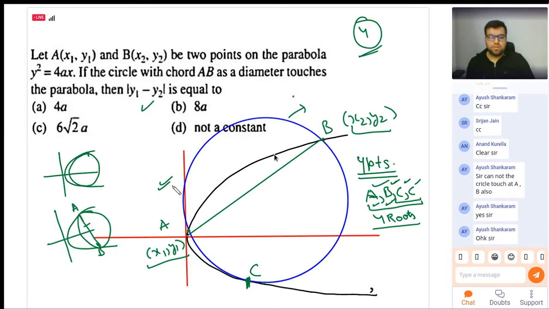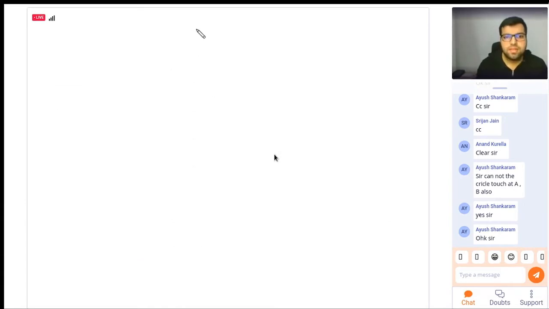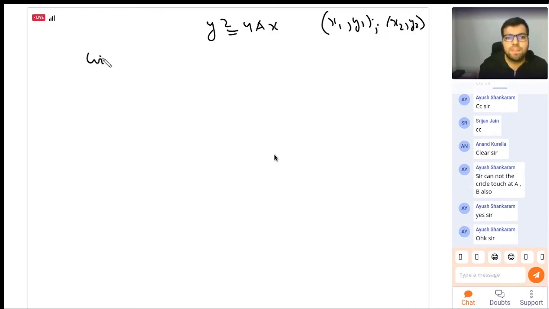Okay, so I gave you the hint that you have to make a biquadratic, and then the roots will be A, B, C, C. So let me solve it for you. Once you know this hint, then it is easy to solve. So we will start with y square equals 4ax. Great. What about the circle with diametrical endpoints x1, y1 and x2, y2? We know the equation. When diametrical endpoints are given, the equation of the circle will be x minus x1 into x minus x2 plus y minus y1 into y minus y2.